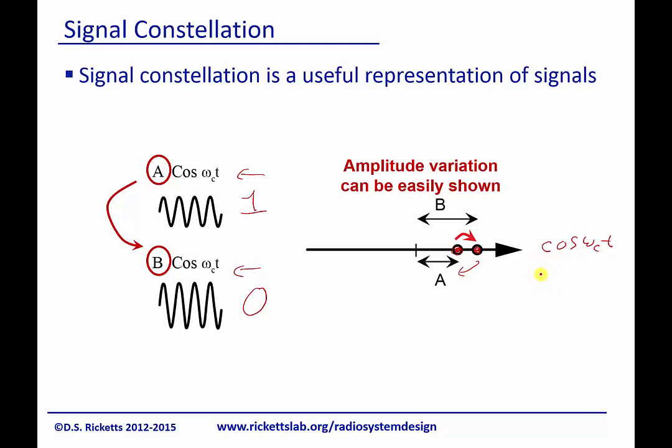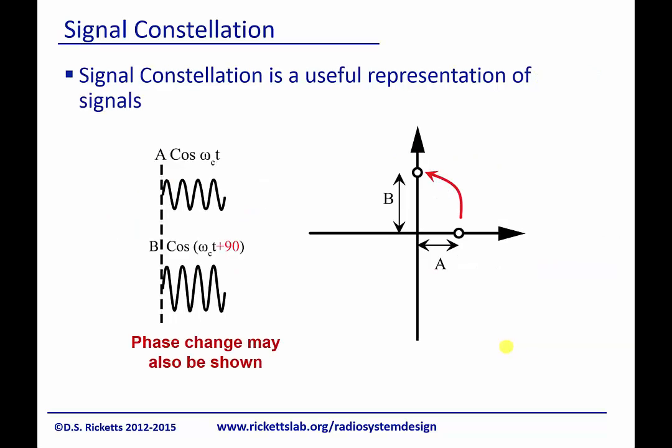In this example it was cosine omega t. Often we'll just call this the in-phase component. This will make more sense as we look at variations other than amplitude, because we can look at variations caused by phase. Here's an example where we have A cosine omega t and B cosine omega t, but we've changed the phase by 90 degrees. Now we've moved up 90 degrees, and the amplitudes are still different. So we can have a change between two amplitudes, and also a change between two phases.